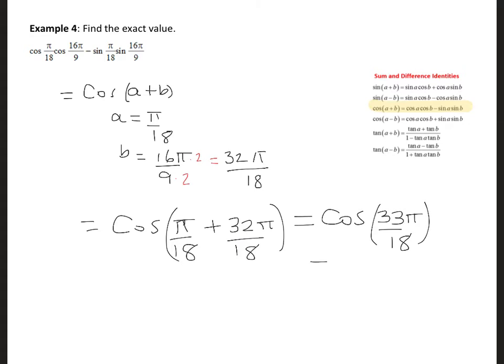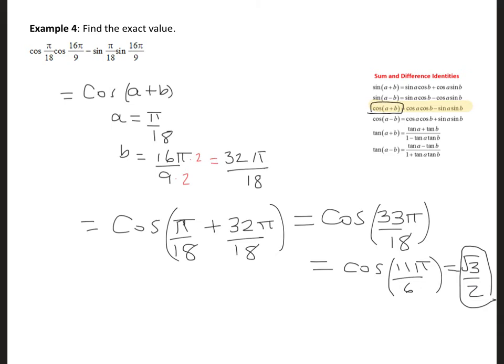And can we simplify this? Remember, I'm simplifying this so that I can get an angle on the unit circle. So I can divide by 3, so I get cosine 11 pi over 6. Cosine of 11 pi over 6 is going to be the same as square root of 3 over 2. And you can see having all the identities here helps me to easily simplify whatever I'm given. And I don't have to rewrite the whole equation because I know that this is the only portion that I need.